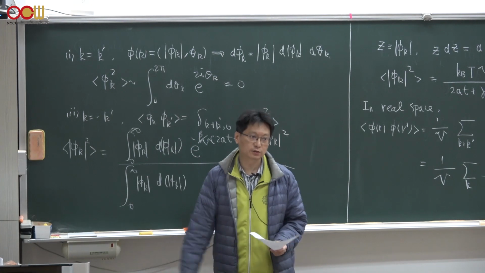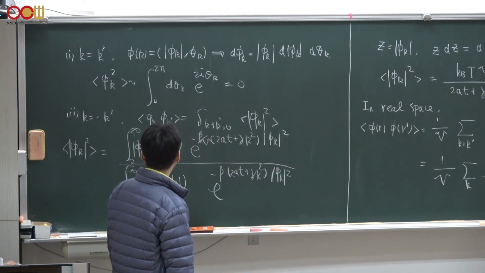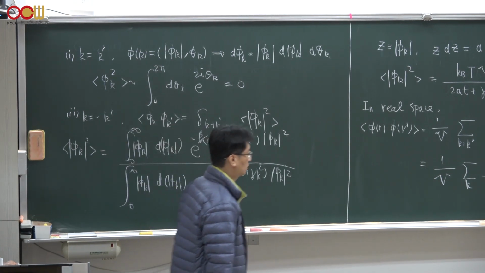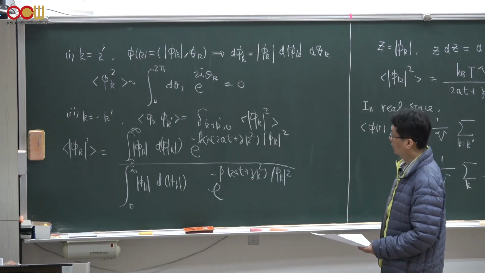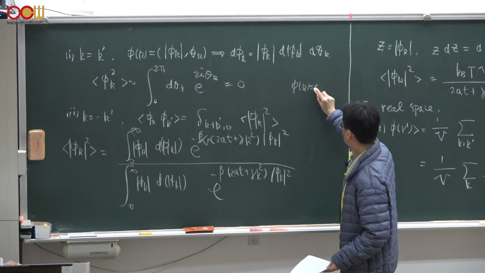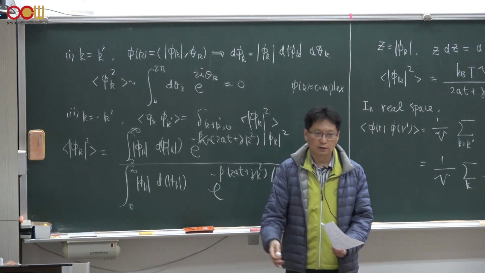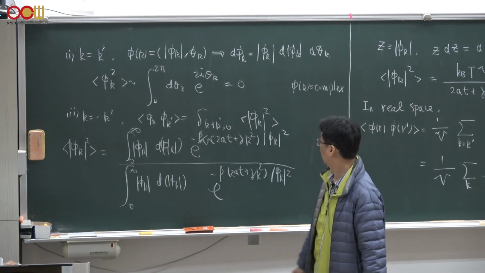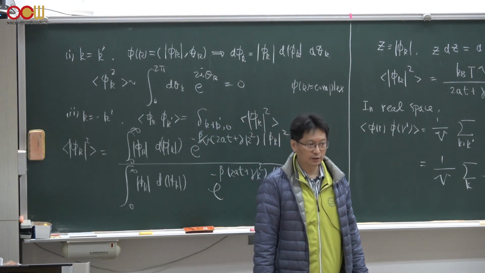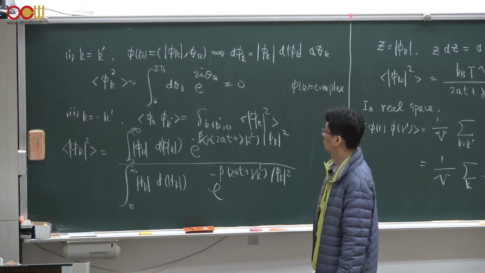The only contributions that give non-zero correlation functions come from these two cases, when k is the same as k prime or minus k prime. So let's just talk about the first case, when k is k prime. In that case, in general, this phi of k is a complex valued variable, or order parameter, and has a magnitude and phase. Let's denote the magnitude by the absolute value of phi of k, and theta of k represents the phase of this phi of k field.